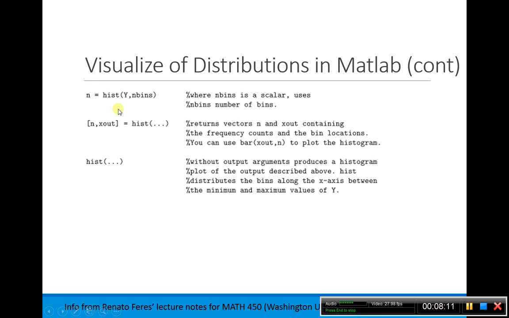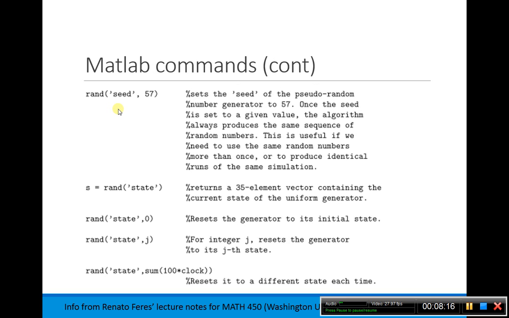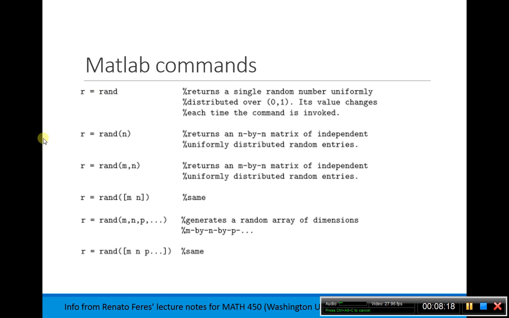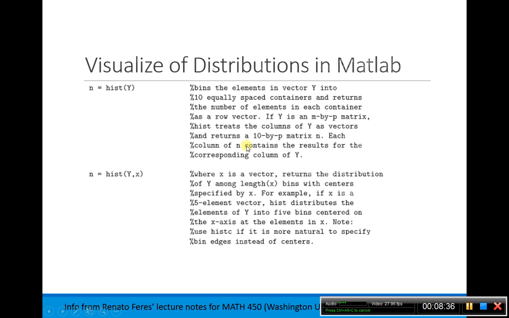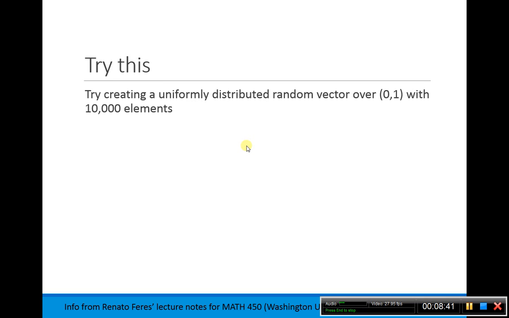So you remember, if we go back here, you might be tempted to use rand 10,000, right? But what's that going to create? That's going to create a 10,000 by 10,000 matrix of uniformly distributed numbers. So we probably want 10,000 by 1, or 1 by 10,000, depending upon whether you want a column vector or a row vector. So to create these 10,000 elements, I'm going to use rand 10,000, 1.